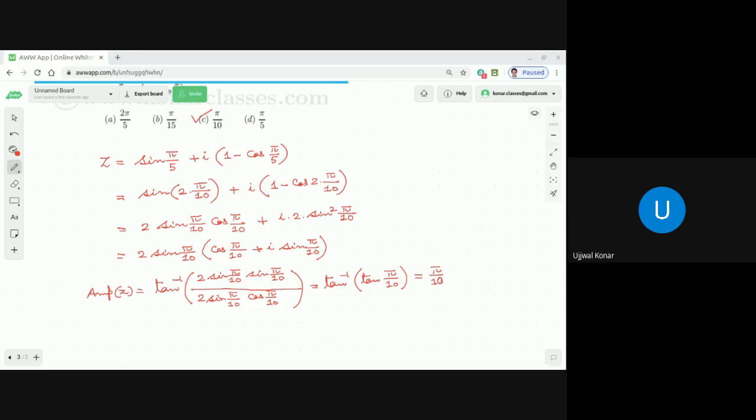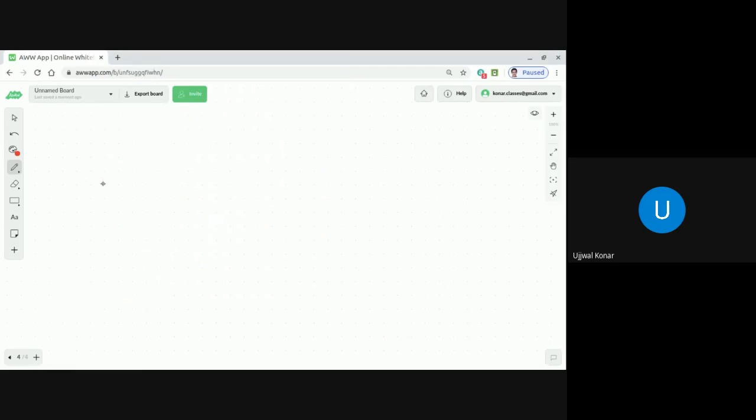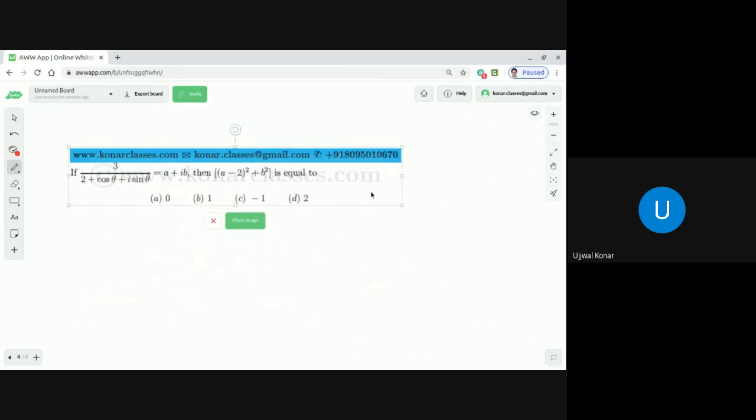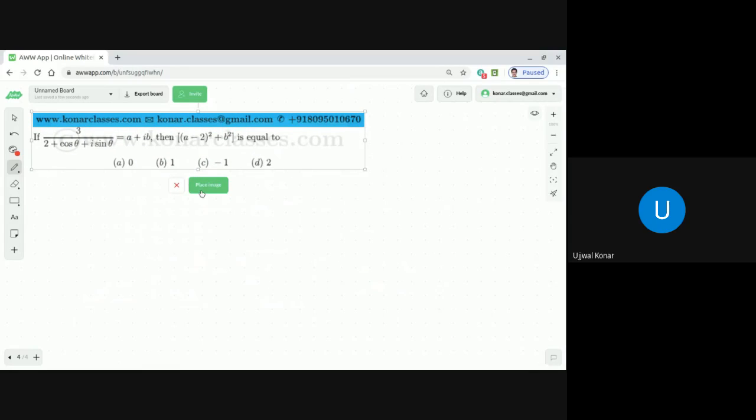Now, one more problem we are going to do, and then we'll conclude our session. So the question here is, I'm just going to give you in the next page. If 3 by 2 plus cos theta plus I sin theta is equal to a plus ib, then what is the value of a minus 2 whole square plus b square?